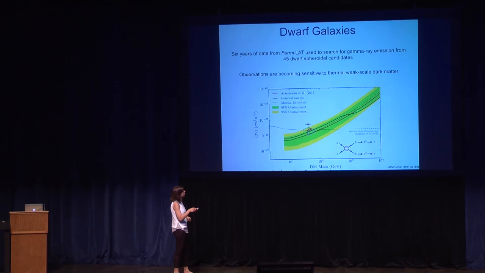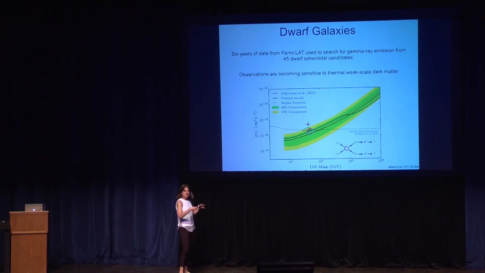And these green and yellow bands are meant to indicate the spread you might expect if you were to randomly sample the sky. And so the important takeaway is you can see that this line is starting to cross this thermal relic cross-section line around 50, 60 GeV. So everything above this line is roughly excluded, right?